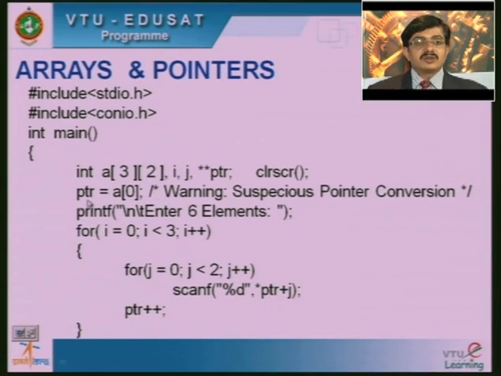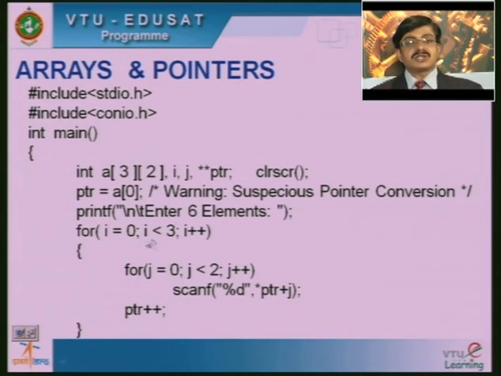So ptr is holding the address of the 0th row here, and each row will have 2 elements. Each row has 2 elements, which means each element takes 2 bytes of memory, and hence each row will have 4 bytes of memory location. Each row corresponds to 4 bytes of memory location.